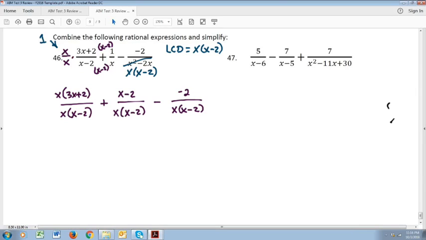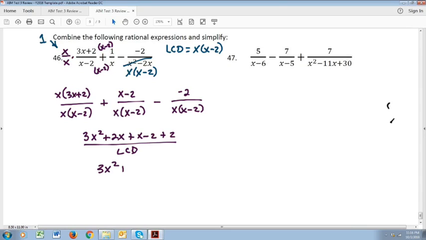So we're going to add our numerators now that we have a common denominator. So we got x times 3x, that's 3x squared, plus the 2 times x is 2x. And then we're going to add x minus 2 there. And then minus negative 2, that's going to be plus 2. And that's our numerator, and then our denominator is x times x minus 2. I'm just going to put LCD here to save a little time.